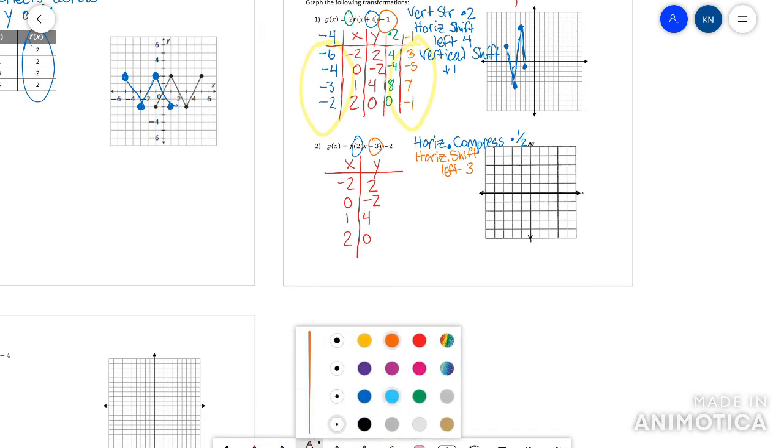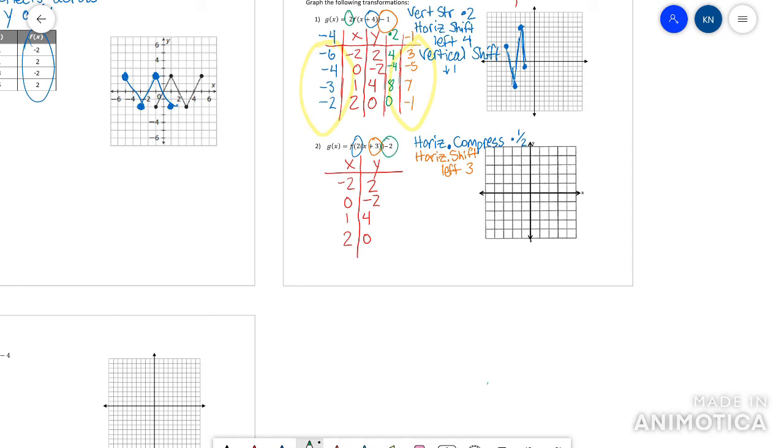All right, and then lastly would be this -2 here. That's outside, so I know it's vertical. And it's a plus or a minus, so it has to be a shift. And vertically, minus makes it go down 2.